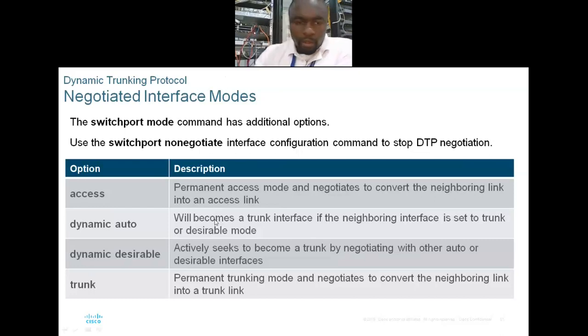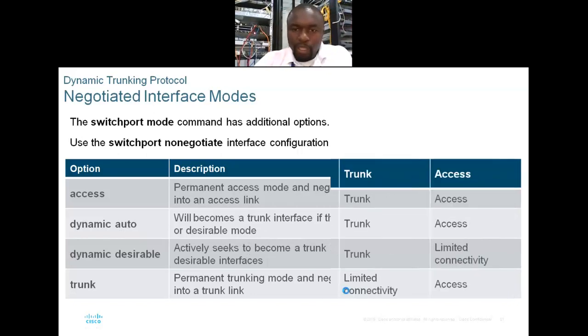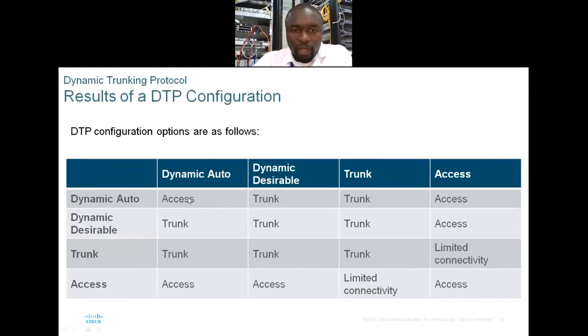Okay, let's continue. All right. So if I set a switch to trunk, permanent trunking mode, and negotiate to convert the neighboring link into a trunk link. So what we are saying is that if you set up your interface port to, this is where our interest is, dynamic auto or desirable. Dynamic auto, the DTP that we're talking about, will automatically convert it to trunk when the need arises, especially when the interface is made desirable.